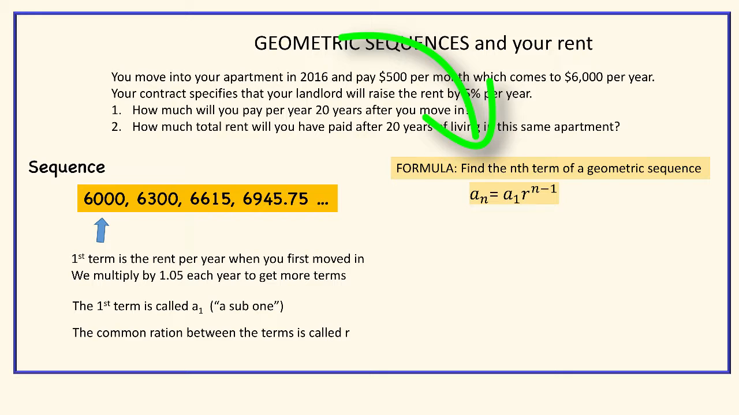Here's the formula. This is the formula for finding the nth term of a geometric sequence. So we want to find the 20th term. How much will we be paying in that 20th year? A sub n is equal to A sub 1 times R to the n minus 1. Let's fill in some numbers. So A sub 20, that would be the 20th number in our sequence, our 20th term, is equal to A sub 1, so that will be where we started, times R, which is our common ratio, raised to n. So remember, we're looking at 20 years, or the 20th number, 20 minus 1.